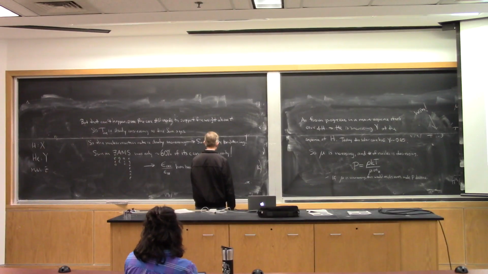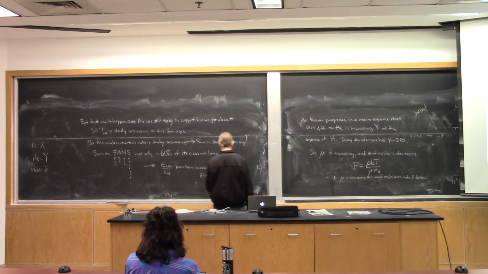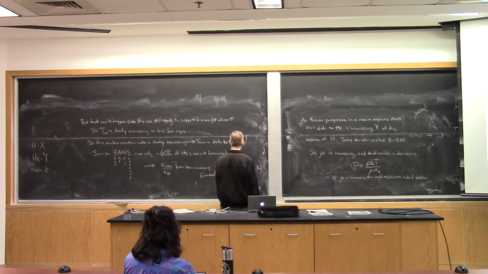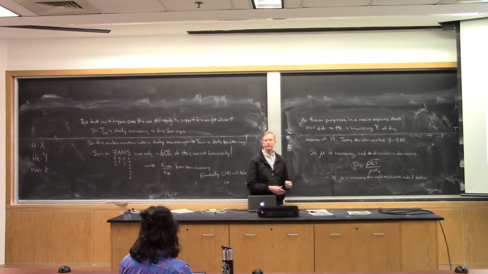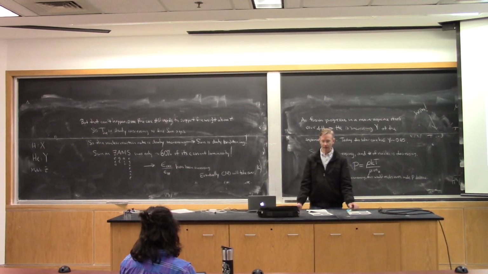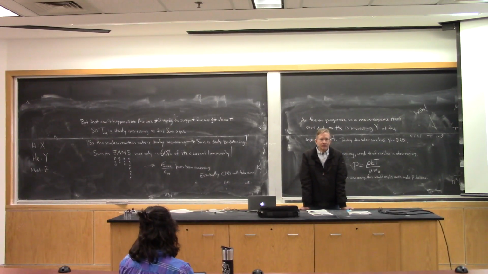And if I recall correctly, according to the models that James was making, eventually CNO will take over in the sun when it's old enough. So right now that's about 10%, but it's increasing with time. And so eventually CNO takes over. So in other words, there's no single mass above which you get CNO and below which you get proton-proton chain. It's actually a function of both the mass and the age of the star, whether CNO dominates or whether the proton-proton chain dominates.